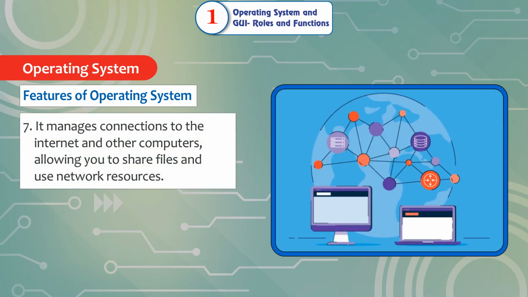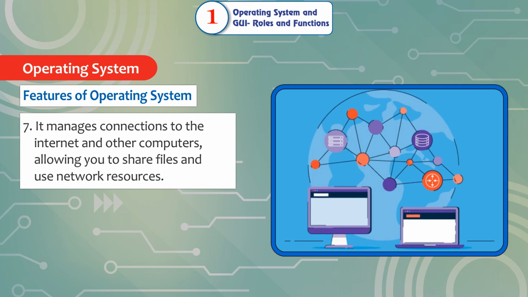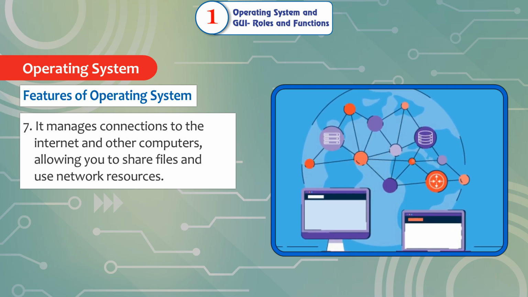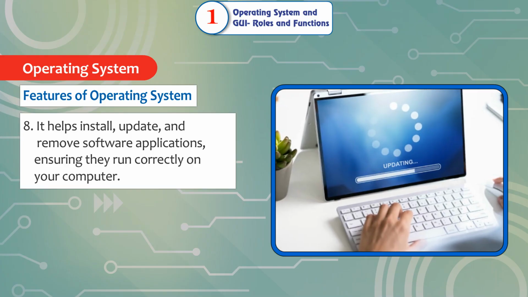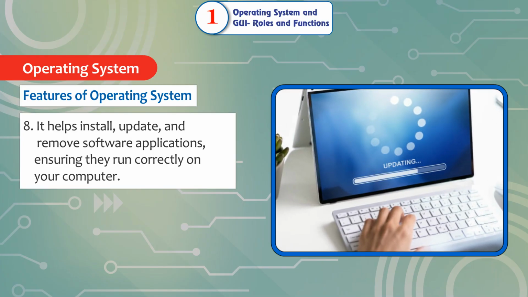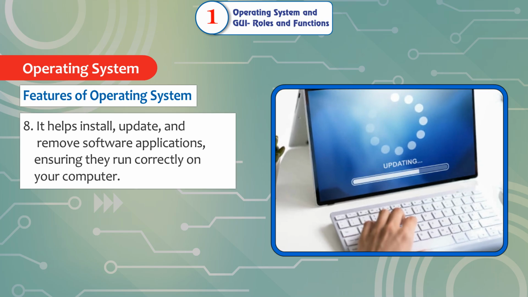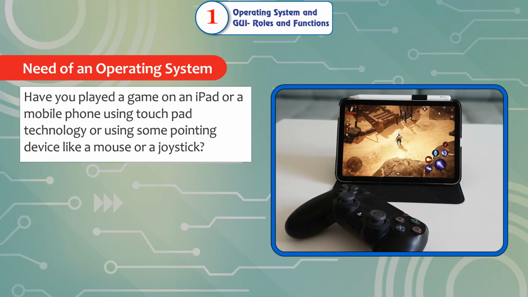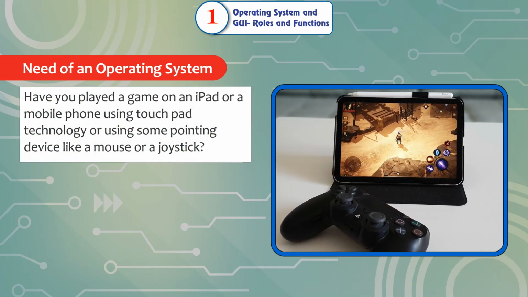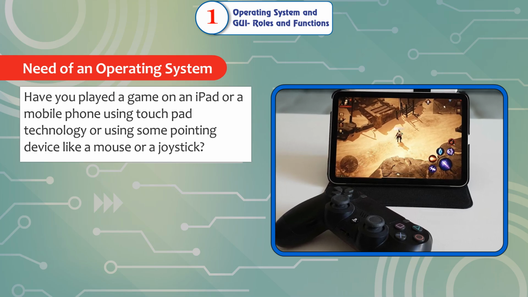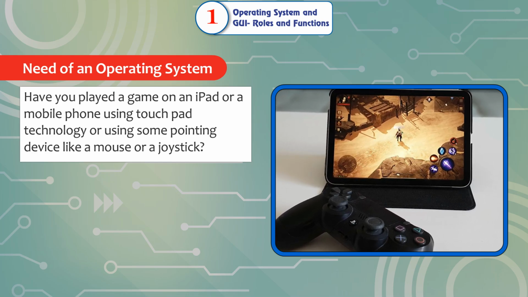7. It manages connections to the internet and other computers, allowing you to share files and use network resources. 8. It helps install, update, and remove software applications, ensuring they run correctly on your computer. Need of an operating system. Have you played a game on an iPad or a mobile phone using touchpad technology or using some pointing device like a mouse or a joystick?